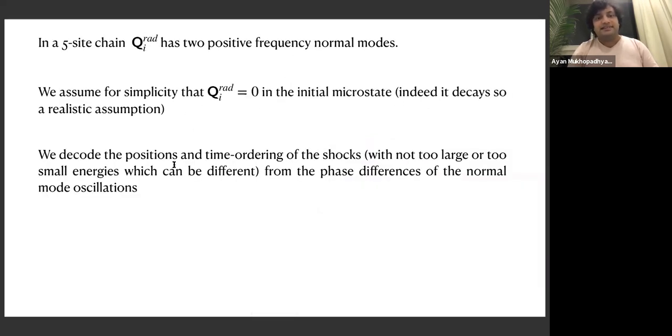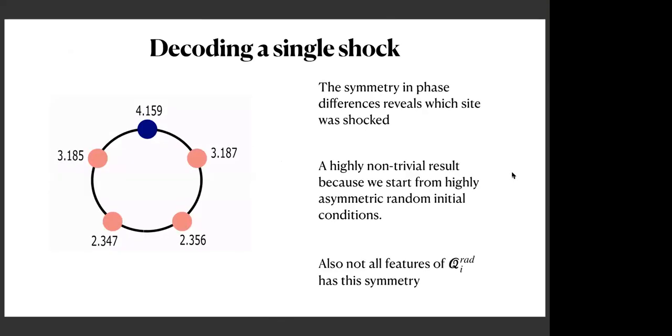Okay, so then what happens is that you want to decode it, and what you do is that you have these two positive frequency normal modes. So you do the Fourier transform after the decoupling. You simply look at the phases of these two particular modes, and you compute the phase differences. So the phase differences of these normal mode oscillations is what does the decoding. And the shocks can have different kinds of energies, but they should not be too large or too small. So then our thing actually works. So let's see.